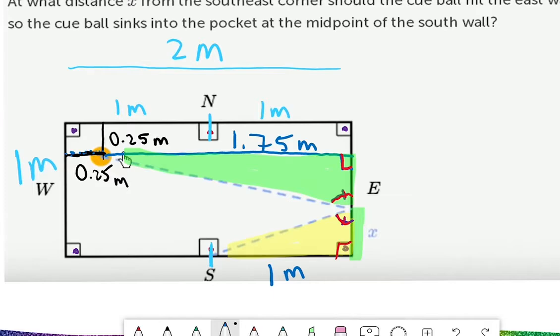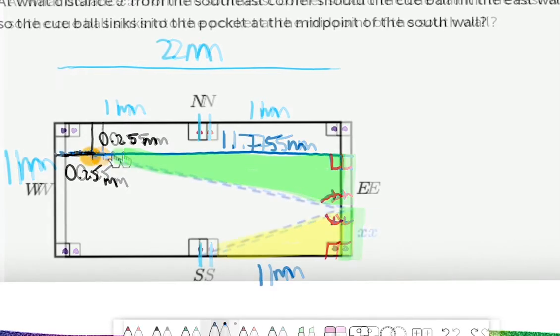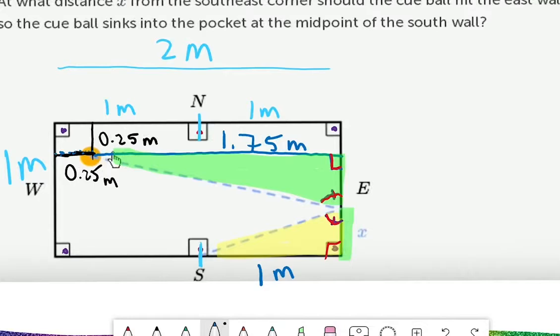So what else do we know? Take a look at this side right here, please. The whole side right there. Okay? We've got 0.25 up here. We've got x here. So we need an expression for that side. Well, we know that the entire side is 1 meter, right? The entire width or length or width, whichever, of the table is 1 meter.